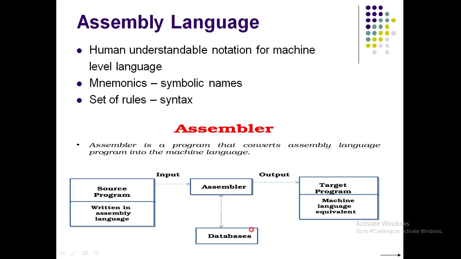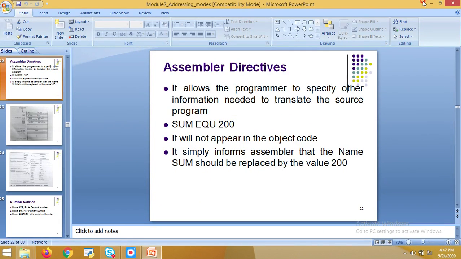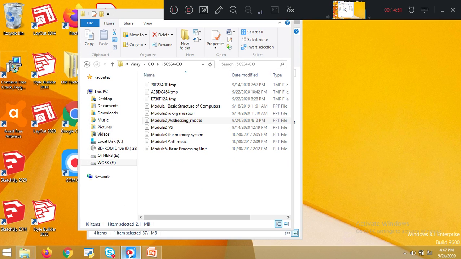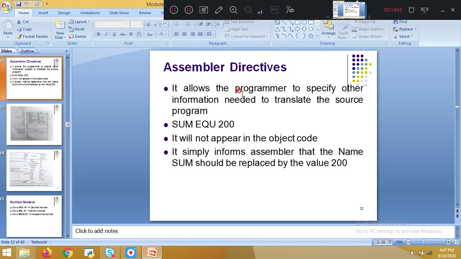Okay, so the next very important thing you have is something called assembler directives. So assembler directives, one second friends, let me check. Yeah, so maybe assembler directives I will cover in the next class. For now, you just understand these two important concepts.